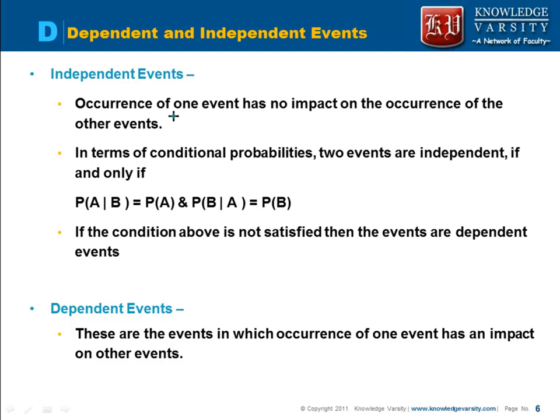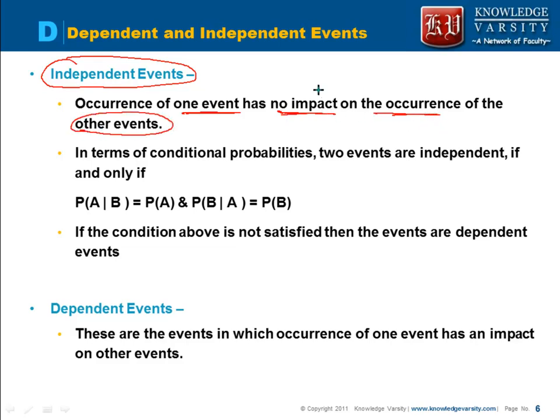Now next is dependent and independent events we have to distinguish. Now what is an independent event? Independent events are those events where the occurrence of one event has no impact whatsoever on the occurrence of other events.